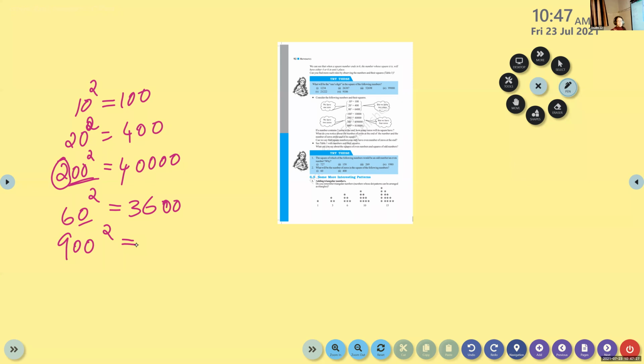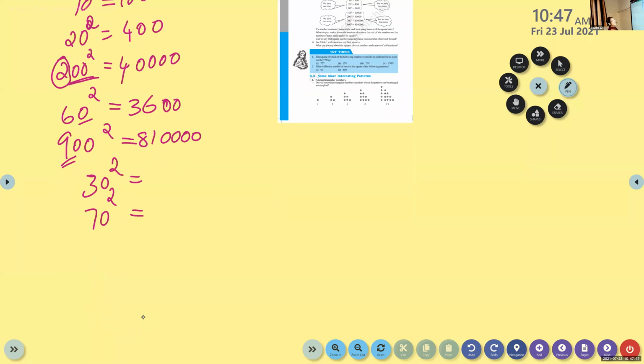900 square is? First of all, square the number here. 81. Then 4 zeros. Okay. Write this. 30 square, 70 square also. Without actual multiplication, we can easily find it.